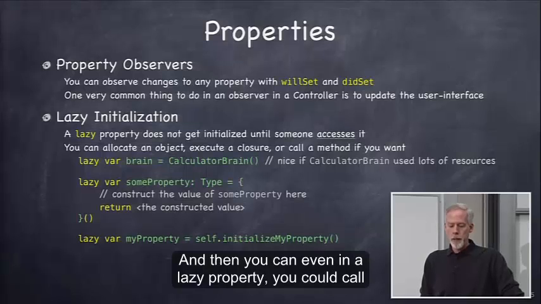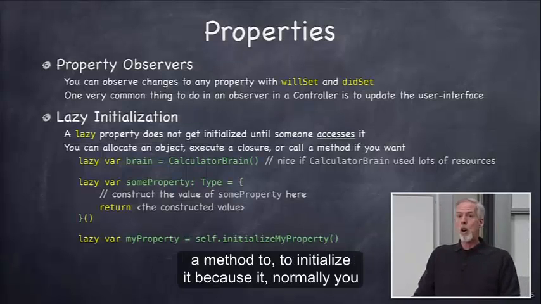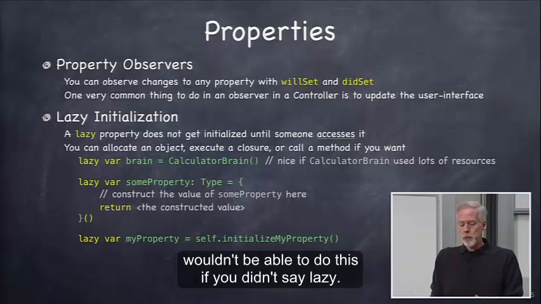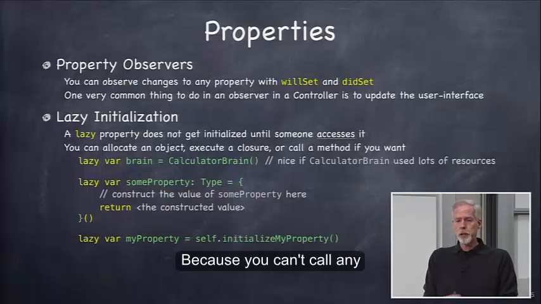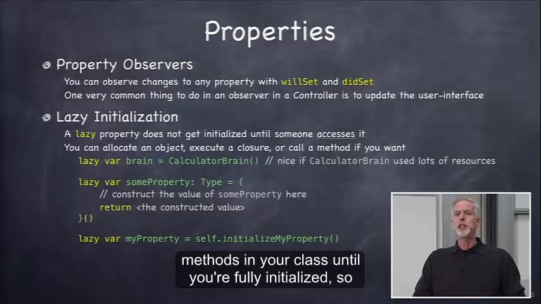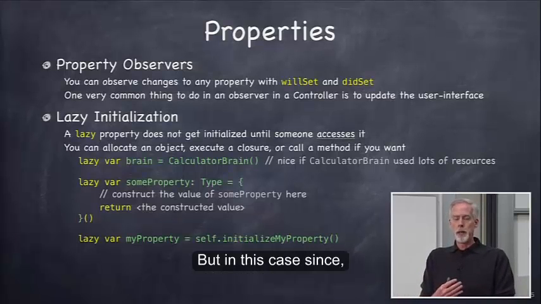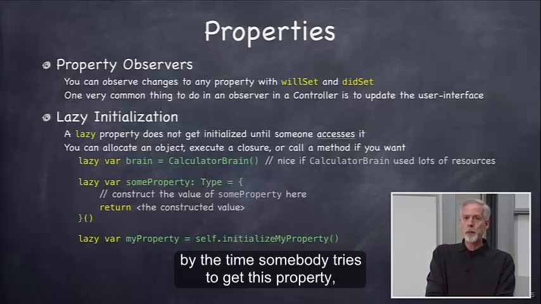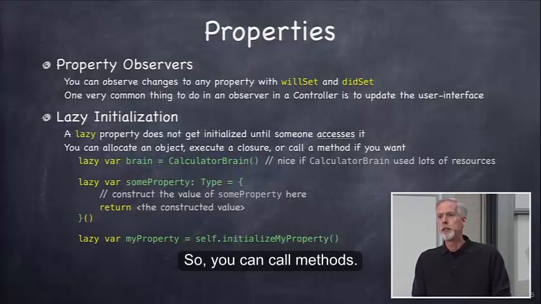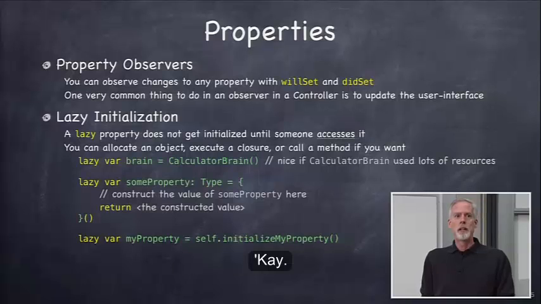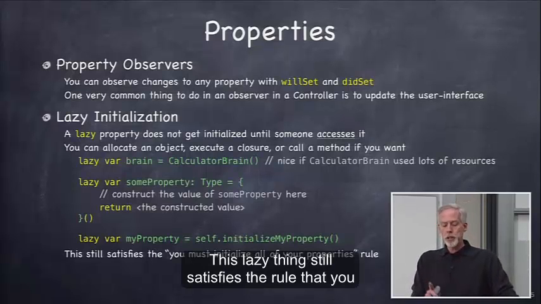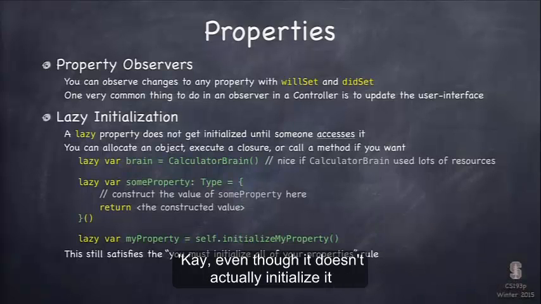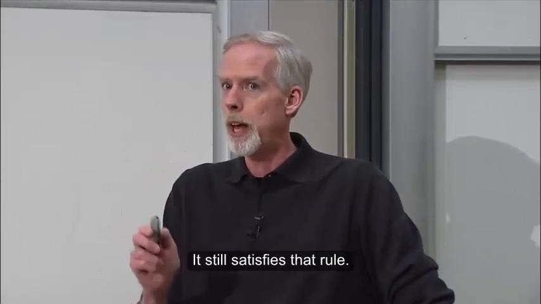And then in a lazy property, you could even call a method to initialize it, because normally you wouldn't be able to do this if you didn't say lazy, since you can't call any methods in your class until you're fully initialized. So there's a catch-22 there. But in this case, by the time someone tries to get this property, you'd be fully initialized, so you can call methods. So you see the advantage of lazy there? This lazy thing still satisfies the rule that you must initialize all of your properties. Even though it doesn't actually initialize it until someone accesses it, it still satisfies that rule.